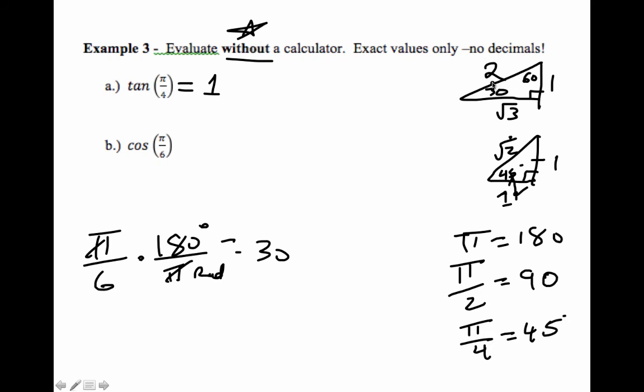So go stand here and think CAH. 30, adjacent over hypotenuse. Square root 3 over 2. There you go. Exact values, no decimals. If you put 0.866, because that's what your calculator says, you get it wrong because you have to follow directions. Probably something to note for the test. Important.